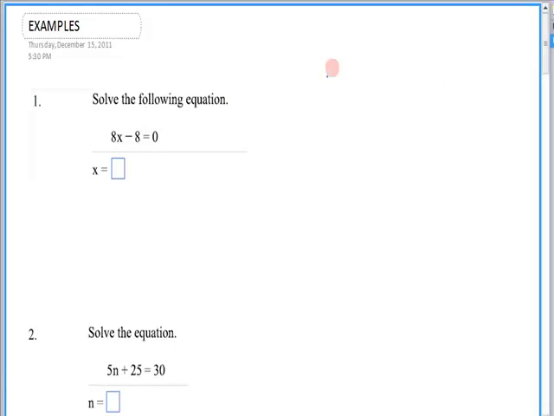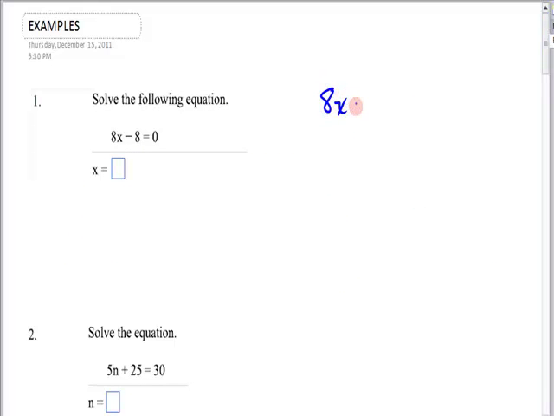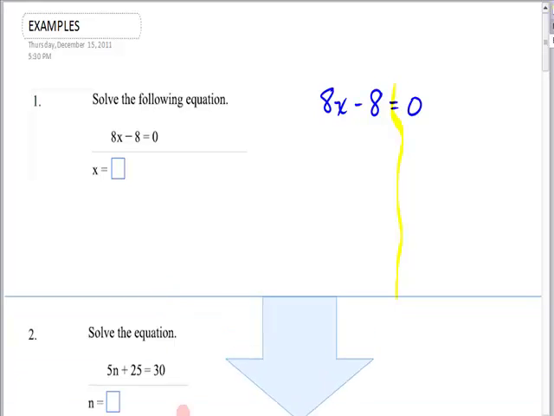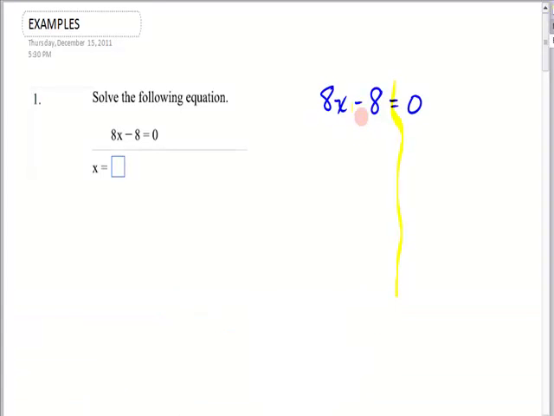Number 1, I have 8x minus 8 is equal to 0. I'm going to say every step. Can I simplify on the left-hand side? No. Those aren't like terms. There's no distributive property. Can I simplify on the right-hand side? No. Do I have x's on both sides? Nope. So let's focus on the side that has the variable.